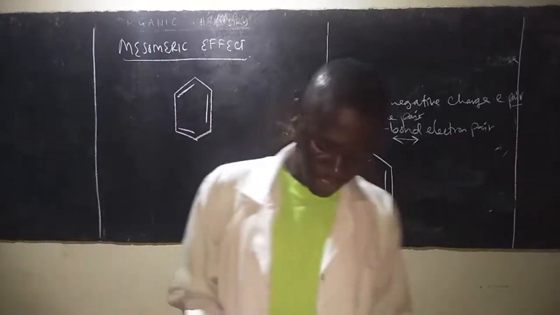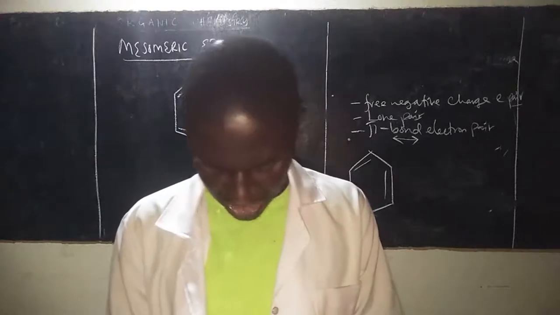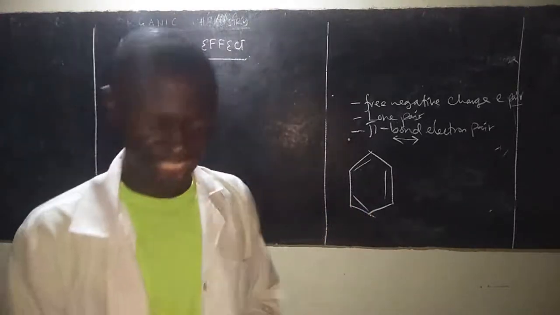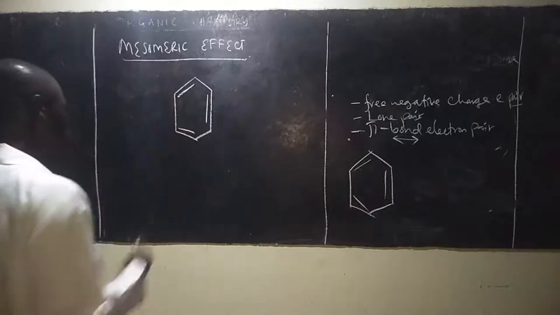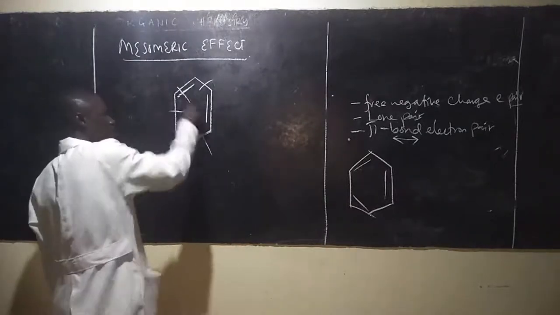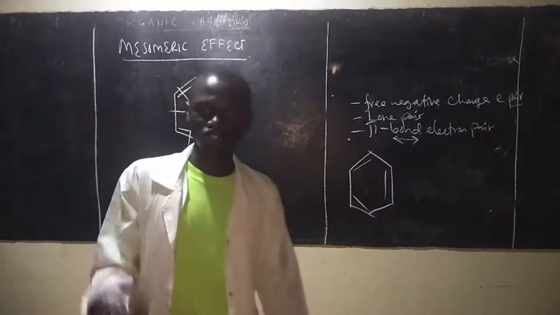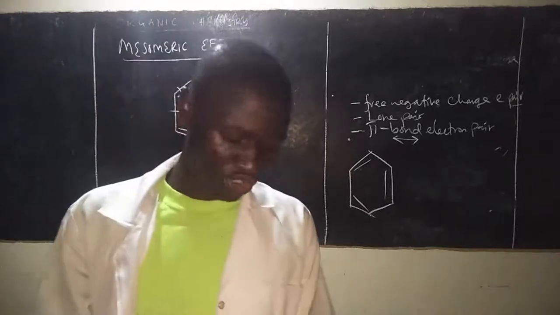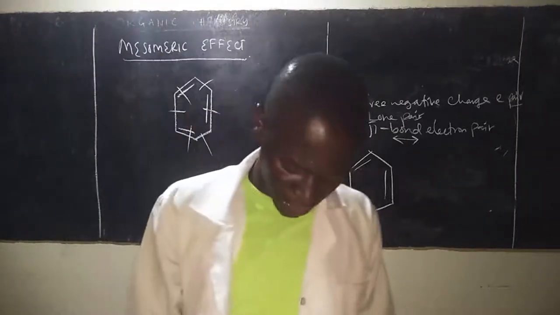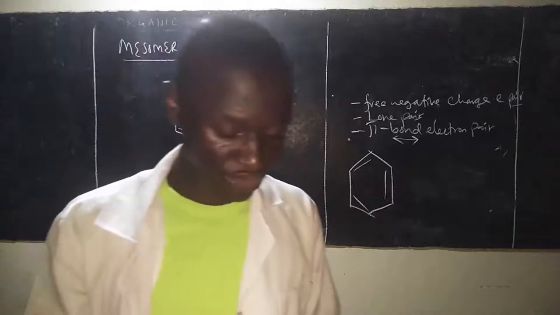But the molecule must be conjugate. We say that a conjugate compound is the compound which has sigma and pi bond situated in an alternate way. Sigma bond, pi bond, sigma bond, pi bond. You see, the sigma and pi bonds are situated in alternate way. That's what we call the conjugate molecule. Our good example is benzene.